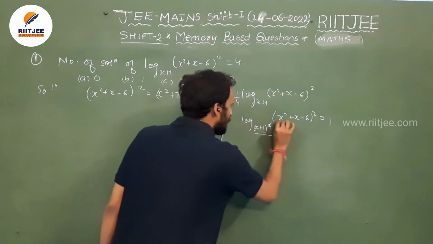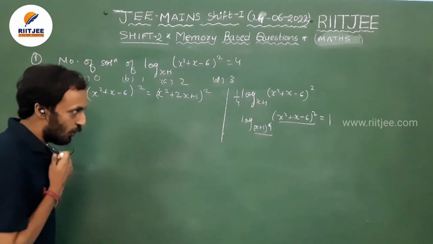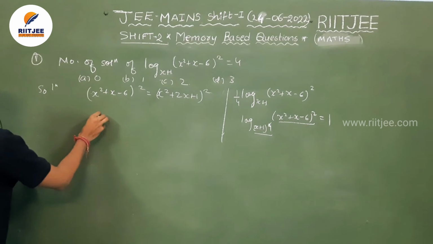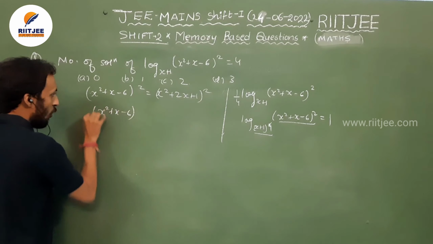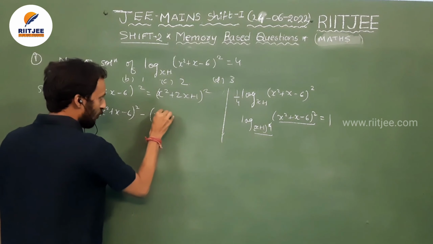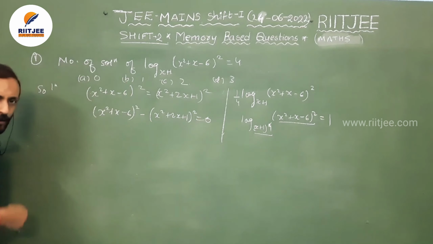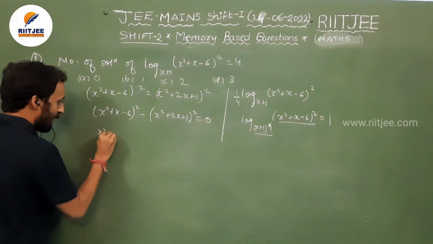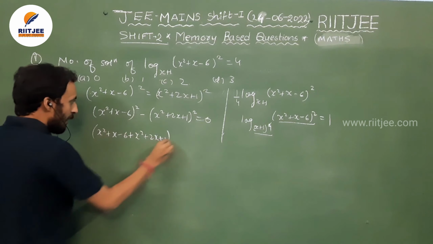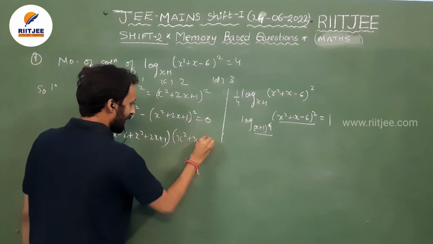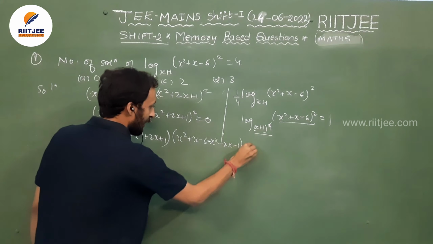So when it will be 1, when these both will be equal. So I hope that the concept is very clear to you all. Now I will open the square and it will become x square plus x minus 6 whole square minus x square plus 2x plus 1 whole square equal to 0. So it is a square minus b square, just a simple concept. So x square plus x minus 6 plus x square plus 2x plus 1, into x square plus x minus 6 minus x square minus 2x minus 1 equal to 0.